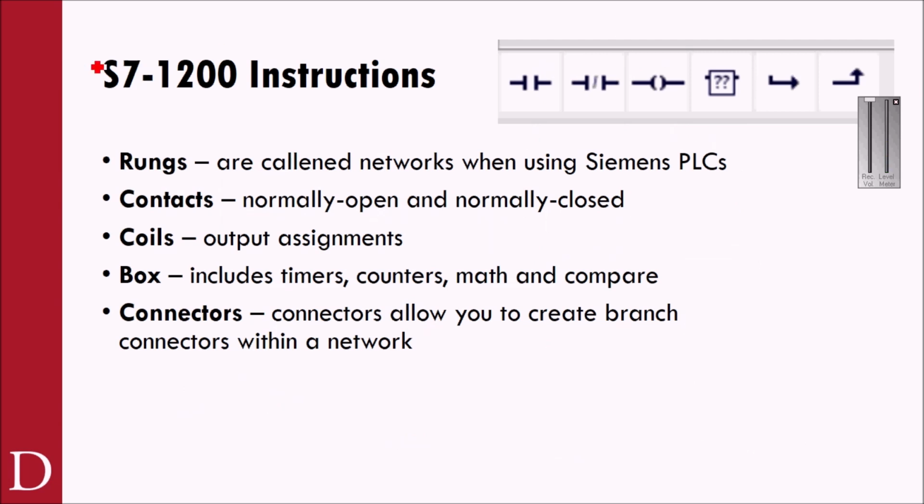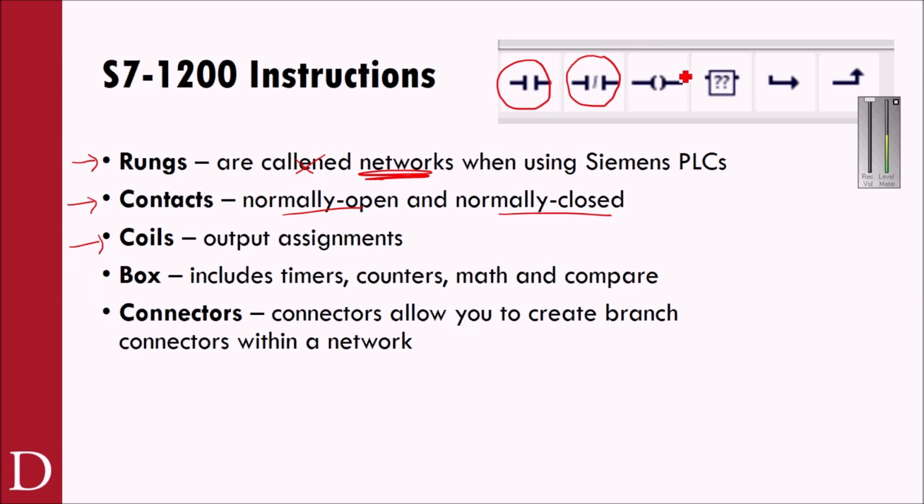All right, a couple other unique things about Siemens. Rungs, they don't call them rungs. Rungs are networks. So when we're dealing with Siemens software, we're going to call these things networks. Each individual rung is a network. We are no longer using the terms examine if closed and examine if open. We now call that normally open and normally closed. So this would be a normally open contact. This would be a normally closed contact, just like you'd expect to see on a relay.